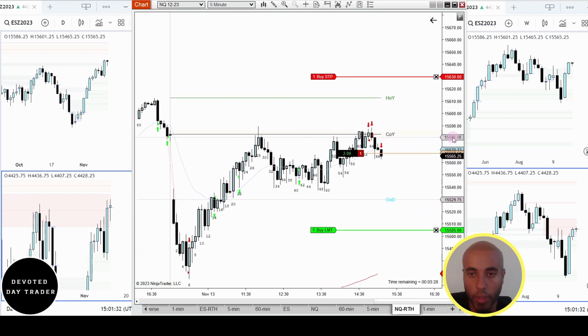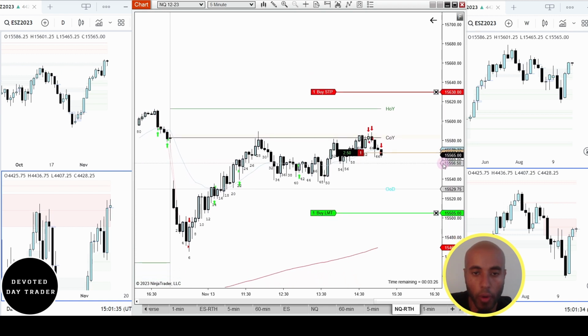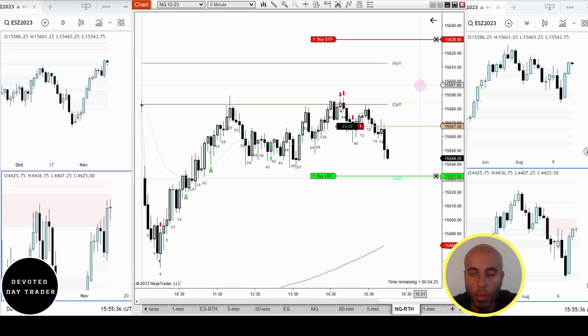So we'll see. So far, I went short here, stopped out here, went long here, added to my position, and took profit here and here, and now I'm short here. So let's see how this is going to play out. And this is also the last hour of the trading day. We have one more hour before the regular trading hour closes.